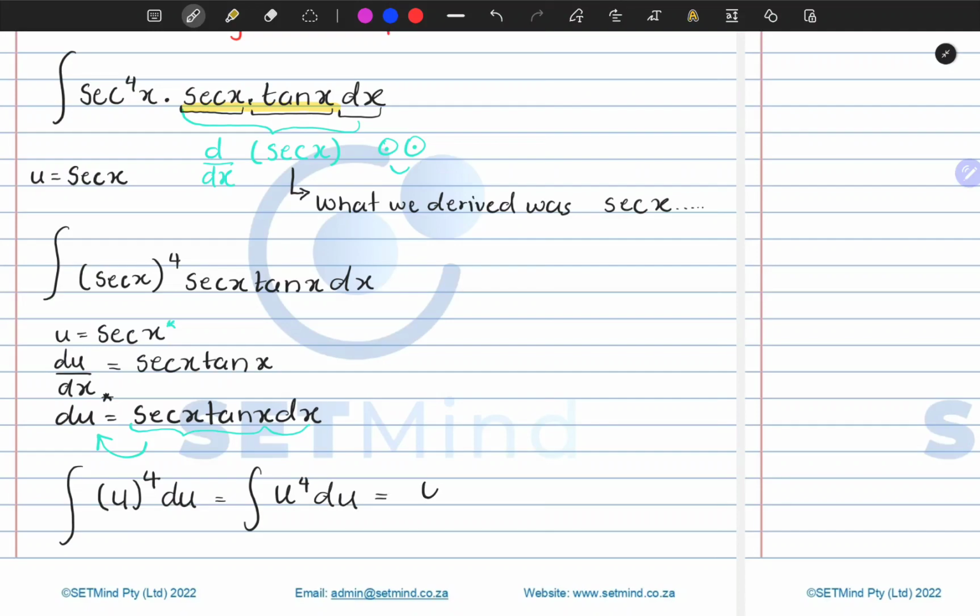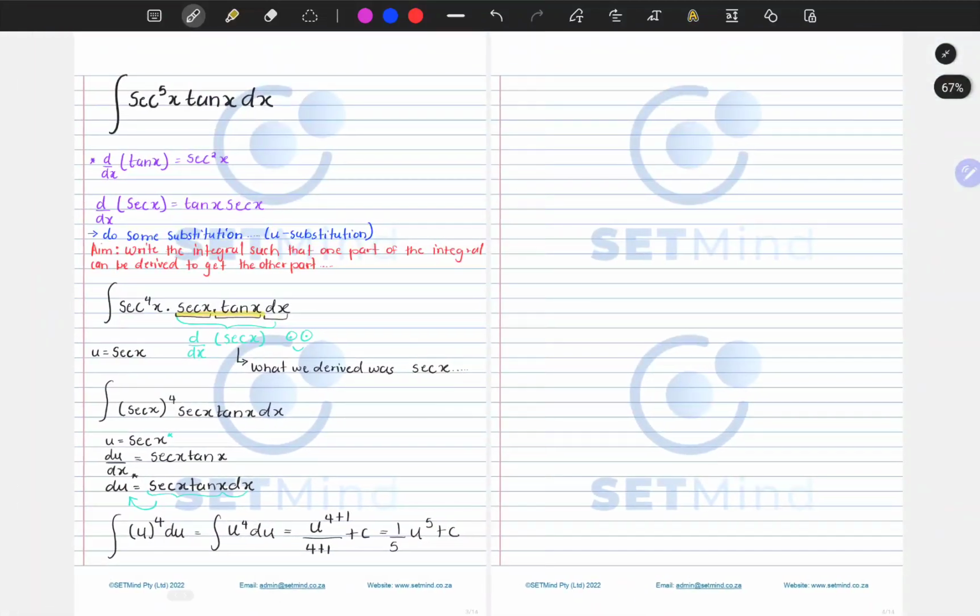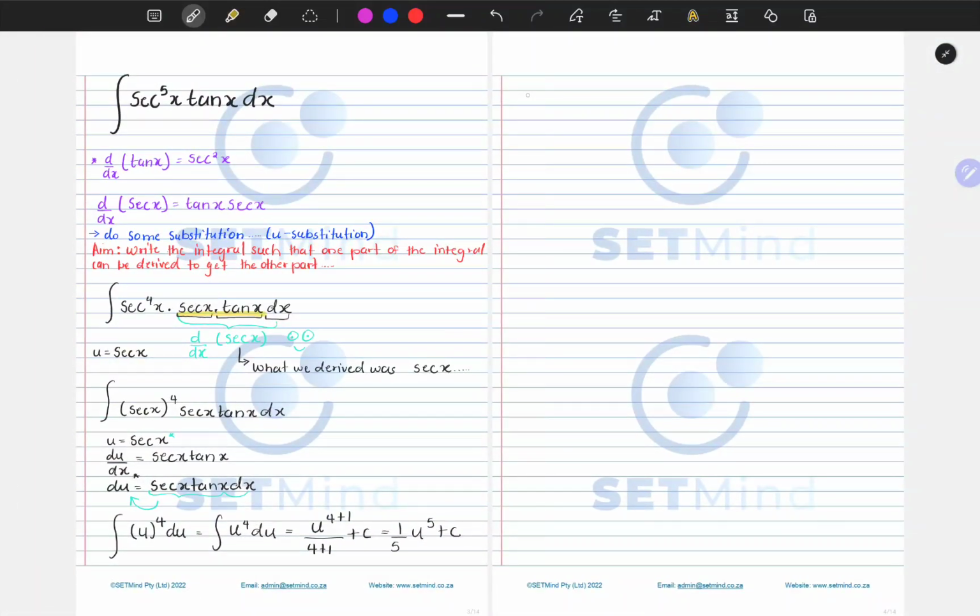And when we integrate this, we add 1 and divide by 4 plus 1. Most importantly, we should add the constant. So our final answer becomes 1 over 5 u to the 5 plus c. However, we need to substitute back whatever u was. So our answer finally becomes 1 over 5, our u was sec, so sec⁵ plus c. This is the approach which we were supposed to take to solve this problem, the u substitution method.